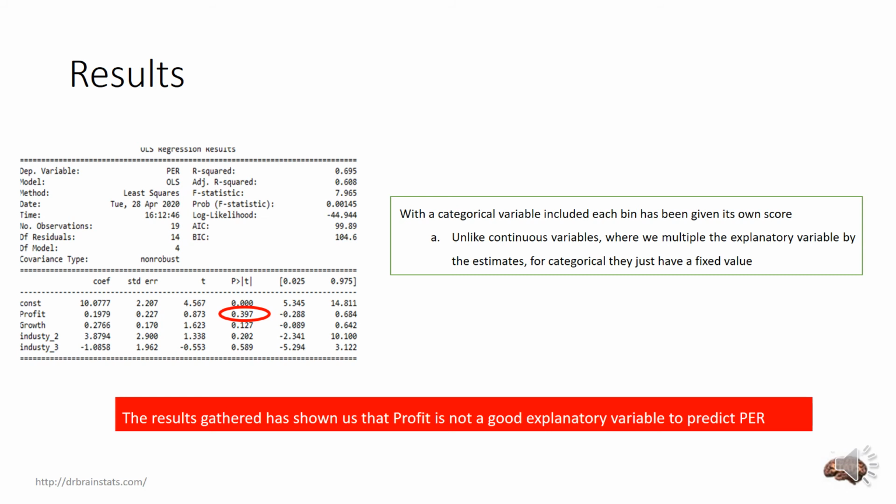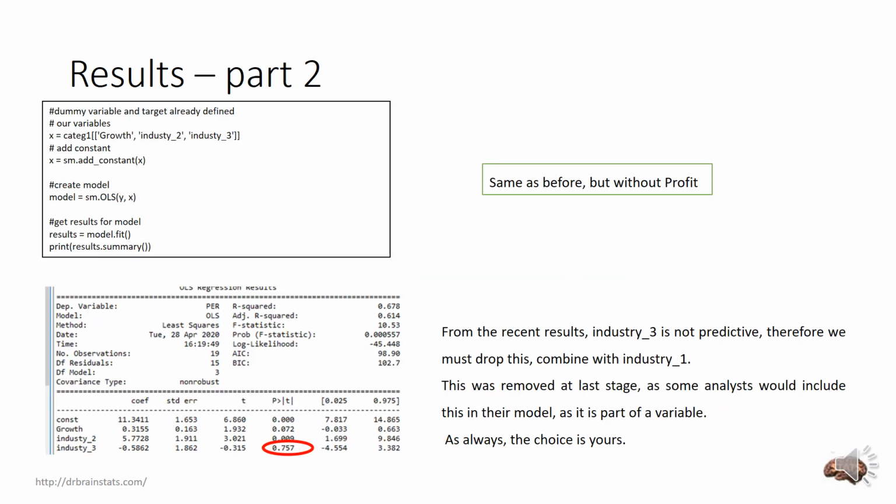The results gathered have shown us that profit is not a good explanatory variable to predict PER. This brings us to the next stage. As we know, profit is not predictive. We'll model again without this variable. But we can see now from the results, Industry 3 is also not predictive. Therefore, we will drop this and combine this with Industry 1. So now our 0 value bin is Industry 1 and Industry 3.